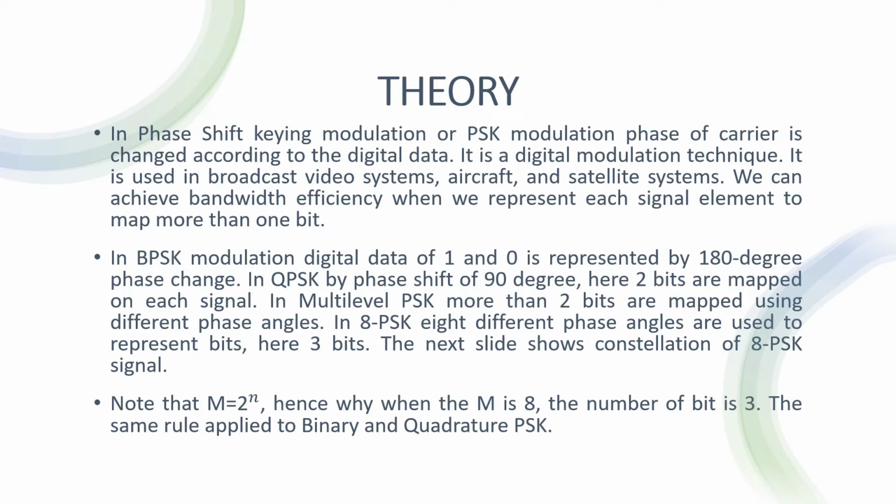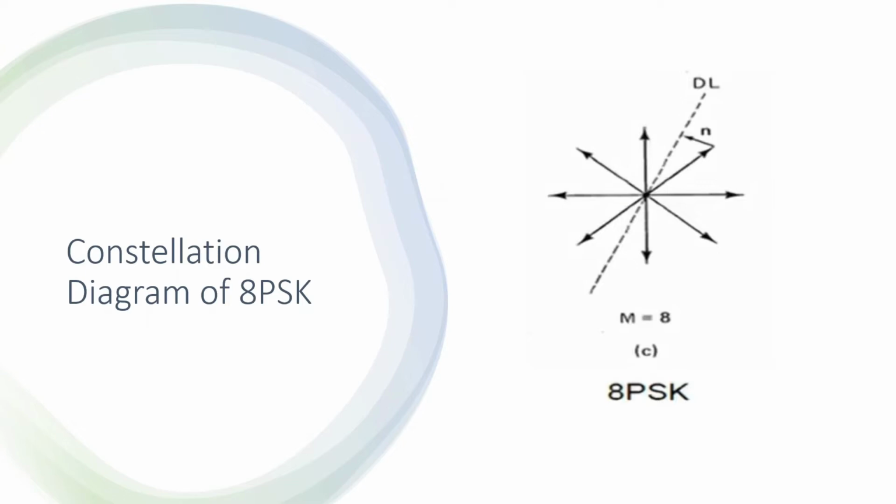Now let's see the constellation diagram of 8 PSK. You can see that the phase is 360 degrees and it is divided by 8, which is why each is 45 degrees.